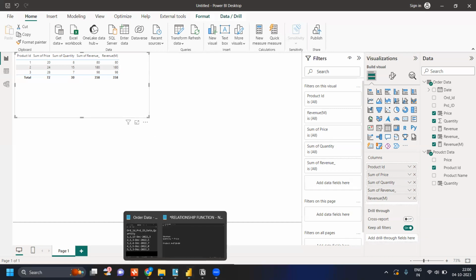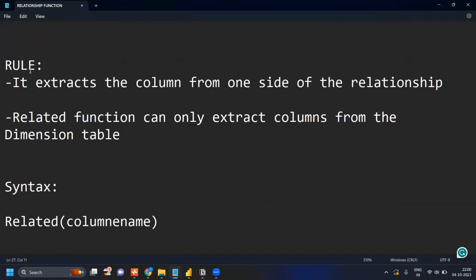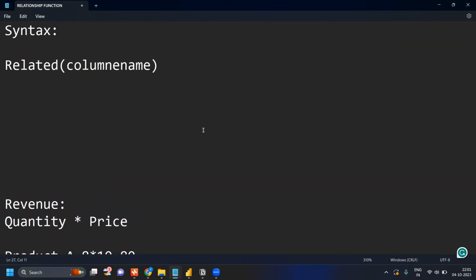So we can create it with either a calculated column or a measure. One thing you have to remember is that the RELATED function extracts a column from the dimension table into the fact table based on the existing relationship. If you want to use the RELATED function, there must be a relationship between the dimension table and the fact table. One rule you have to remember is that the RELATED function can only extract columns from the dimension table, not from the fact table. I hope you understand this RELATED concept.